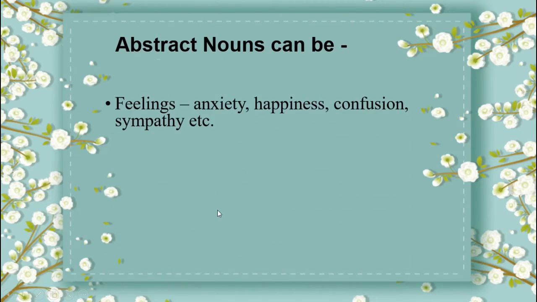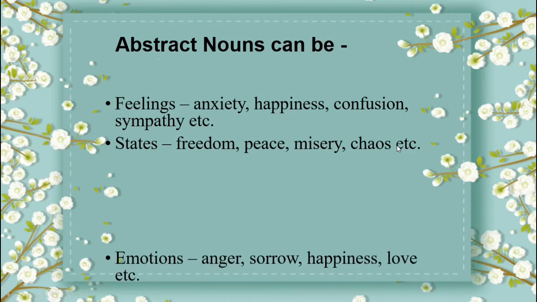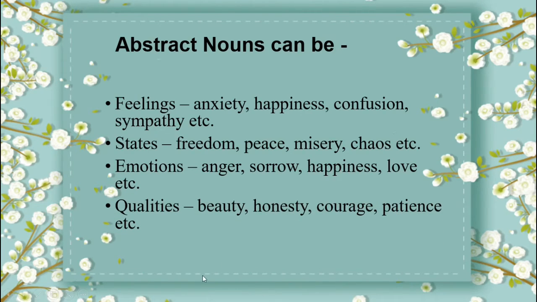The abstract nouns can be the feelings of sympathy, of happiness, of confusion, or of anxiety, etc. Abstract nouns can be the states of freedom, of peace, of misery, of chaos, etc. They can be the emotions of anger, of sorrow, of happiness or love, etc. They can even be the qualities of beauty, honesty, courage, patience, etc.